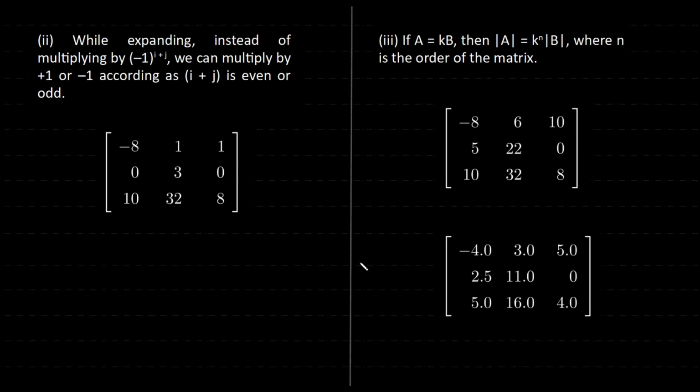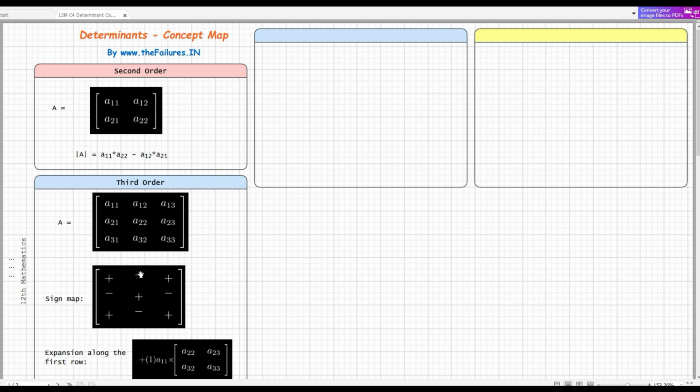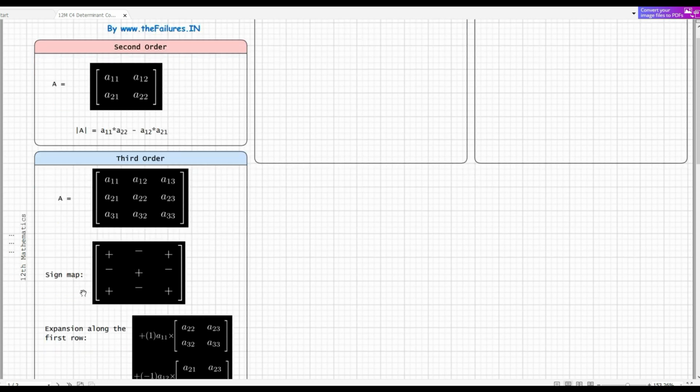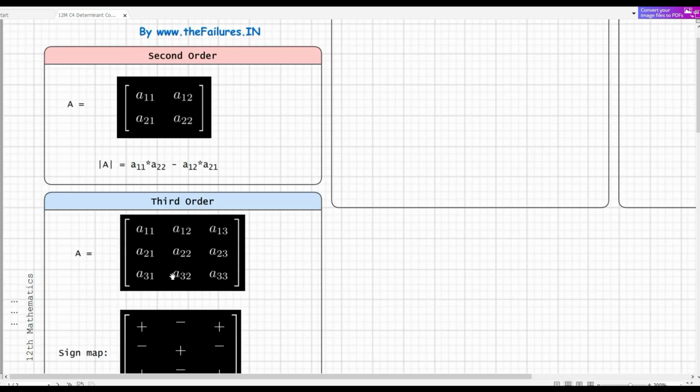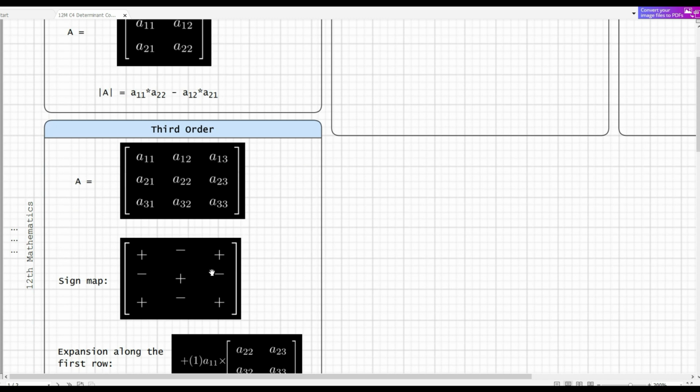Second thing has to do with while expanding. Instead of multiplying (-1) to the power of i plus j, we can multiply by 1 or -1 according to i plus j being even or odd. So this is your sign map. So basically what they're trying to tell is this. Using such a map in your mind, you can end up with 1, -1, 1, -1, 1, -1, 1, -1, 1.